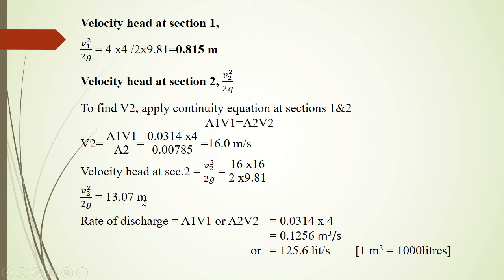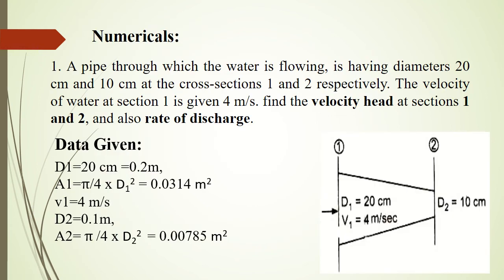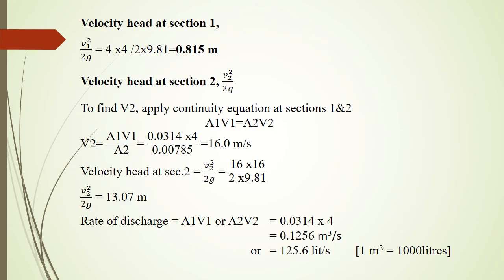So here I have calculated the velocity head at section 1 as 0.815 meter, and the velocity head at section 2 as 13.07 meter. Now he has also asked you to calculate the rate of discharge. So I know what discharge is, right? Discharge Q is equal to A1 V1. Even that can also be equal to A2 V2.